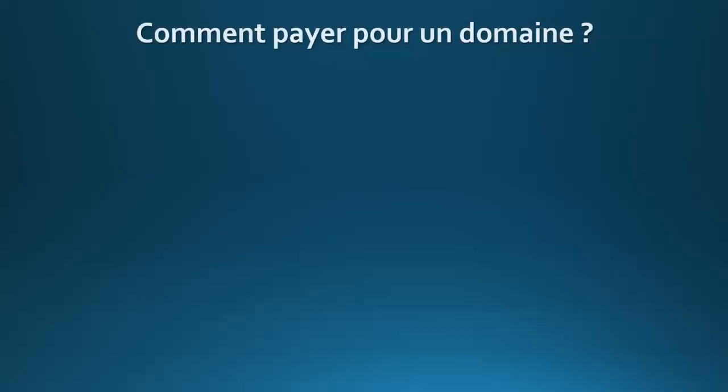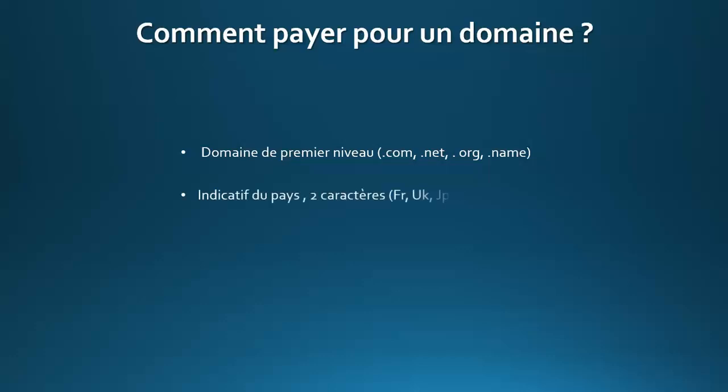Then, how to pay for a domain? Well, you have the choice of top-level domain such as .com, .net, or .name. Also the choice of a country, with the .fr, UK, or for example Japan, the .jp. You can also choose to have a generic domain with .something.